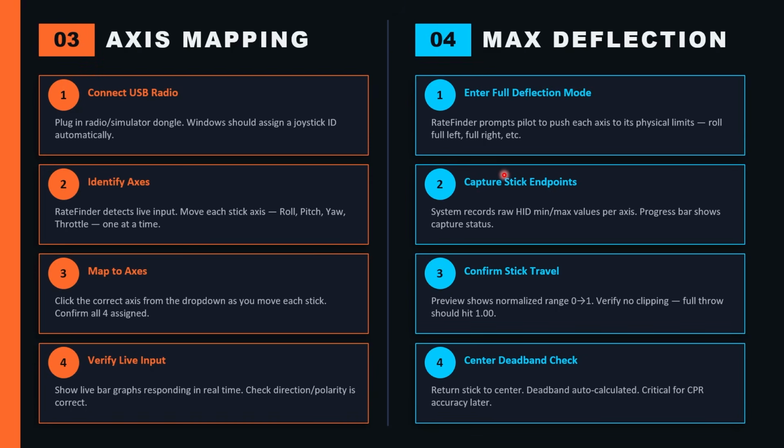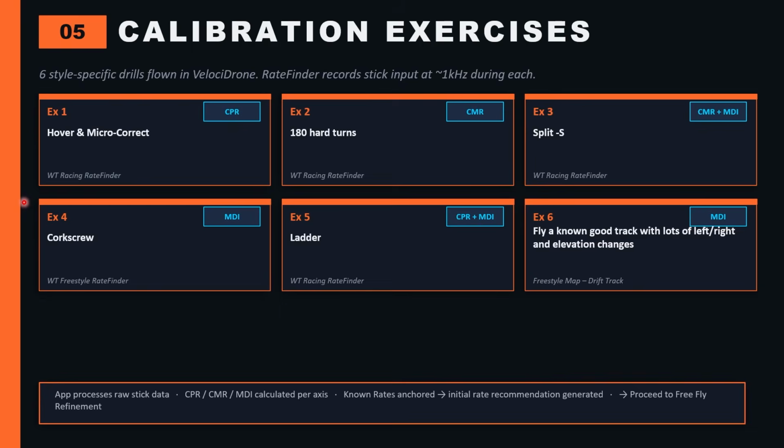So this is the workflow. We'll do the axis mapping, connect the radio, identify roll, pitch, yaw, throttle, map the axes, and then verify the live input. Then we'll calibrate max stick deflection, which for me would be 60%, and then we'll do the stick travel, and we'll also add some part of the deadband. Okay, so now let's talk about the calibration exercises.